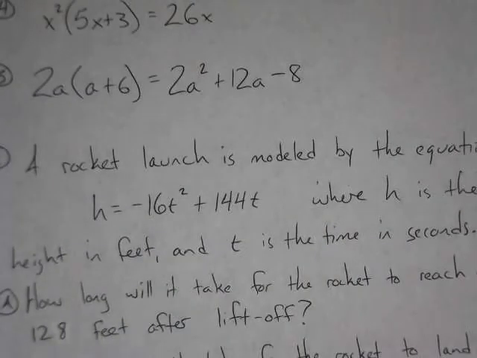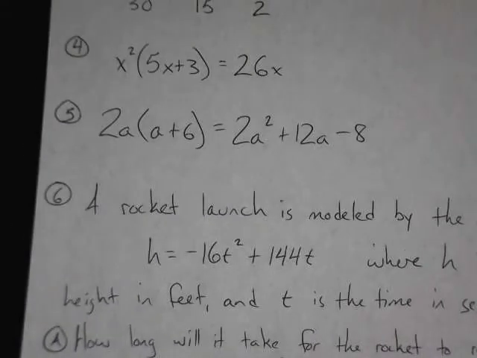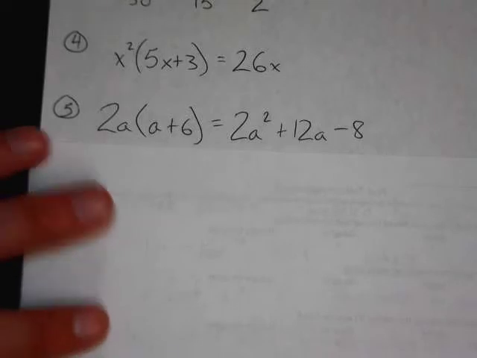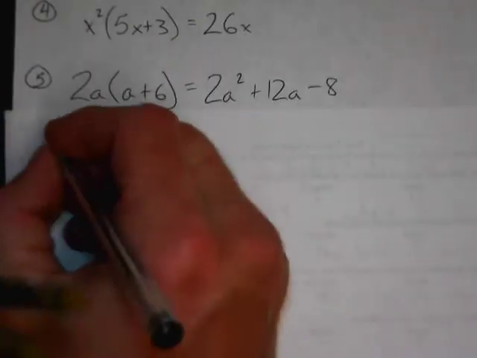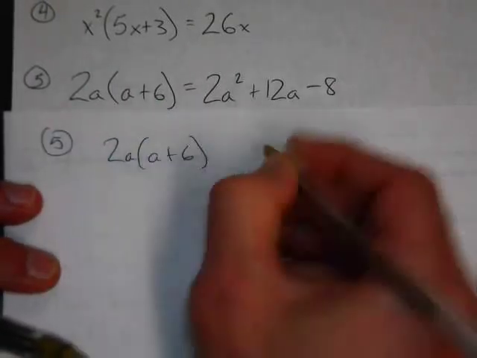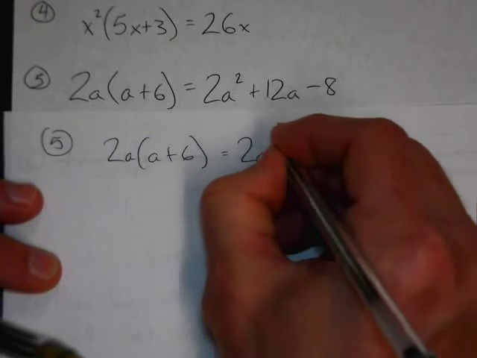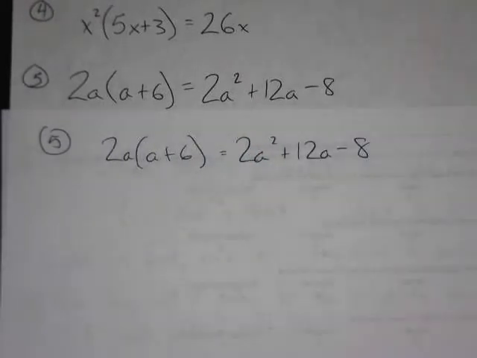And hopefully you see that number 5 is very similar to number 4. We've got a crazy looking thing. We have to simplify some stuff and then use the zero product property. Okay, so even though it looks crazy, let's see what we can do. All right, so let's clean up our stuff.